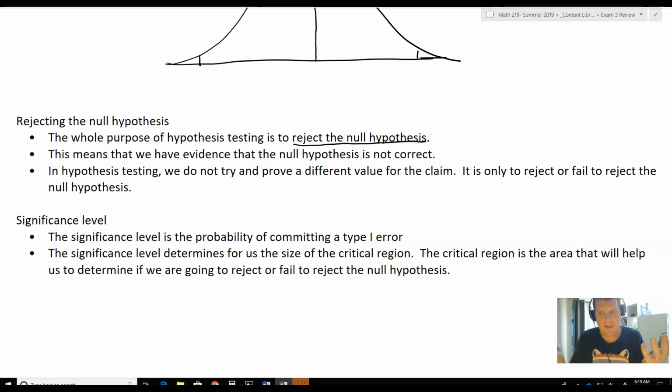That's basically it. Okay, so everything that we do past this point is going to be whether or not we're going to reject or fail to reject the null hypothesis. Okay, what this means is that the evidence that we have for the null hypothesis is not correct. In hypothesis testing, we do not try and prove different values for the claim. It is only to reject or fail to reject the null hypothesis. So that's really important. That's all we're trying to do. Now, it'll tell us things about whether or not it's less than or greater than, but it won't tell us an actual value for the parameter other than it's not the null hypothesis.